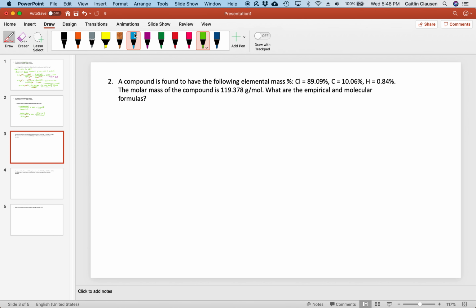Question 2 was asking you, given percent by mass of elements, find empirical, then find molecular formulas.